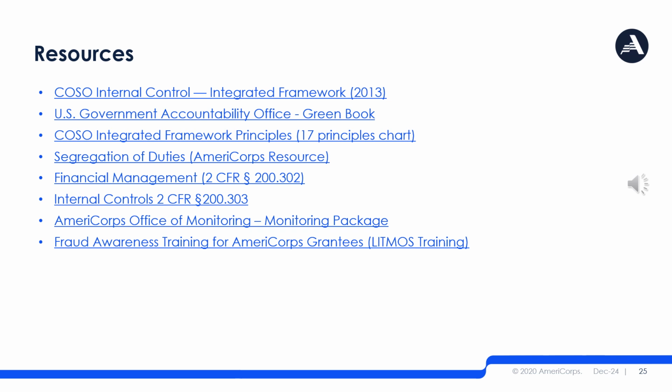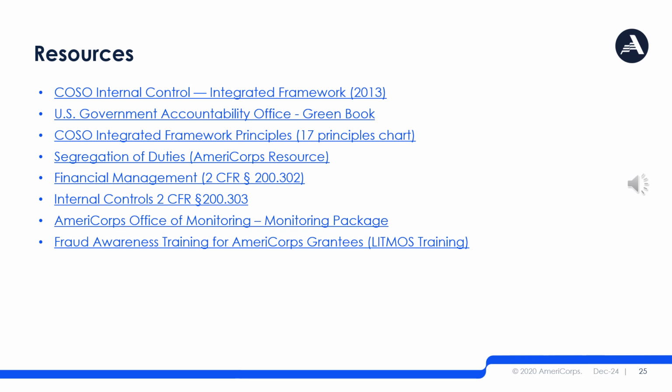Highlights include the COSO Integrated Framework Principles, which is a resource that provides the key activities under each of the 5 internal controls components. The segregation of duties is a resource that was developed by AmeriCorps. Grantees can use this template and modify it to their organization structure. We also recommend looking at Financial Management 2 CFR 200.302, which addresses the financial management systems and controls non-federal entities should have in place. Grantees can also take a look at the AmeriCorps Office of Monitoring package and use that to do a crosswalk against the program requirements and their policies and procedures.